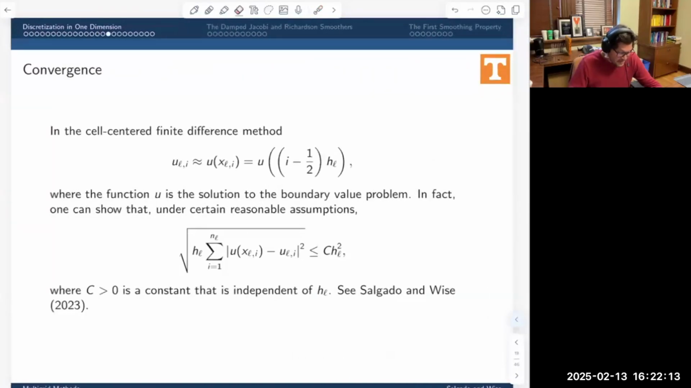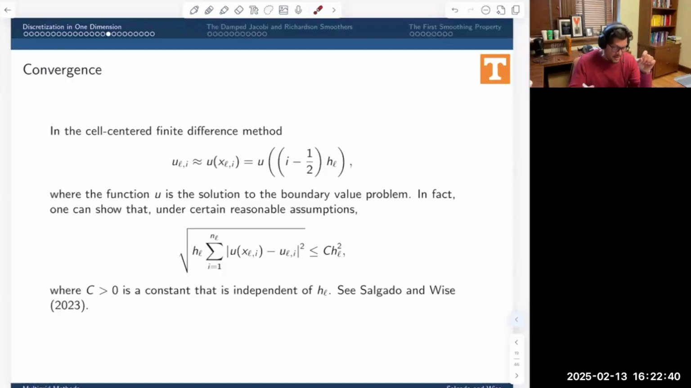So in the cell-centered finite difference methodology, we're going to obtain this approximation. What do we mean by an approximation? Well, that should be approximately equal to the true solution evaluated at the cell-centered grid points. Now, it's not exactly equal to the values there. It's only approximately equal.